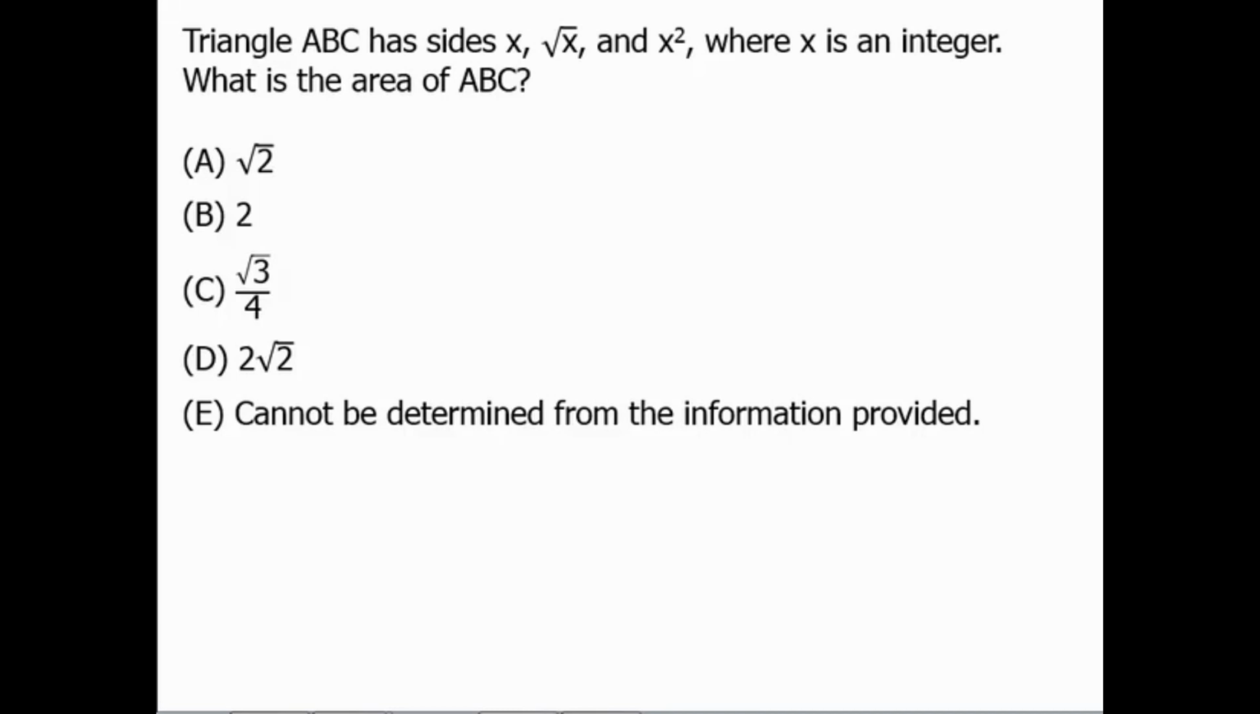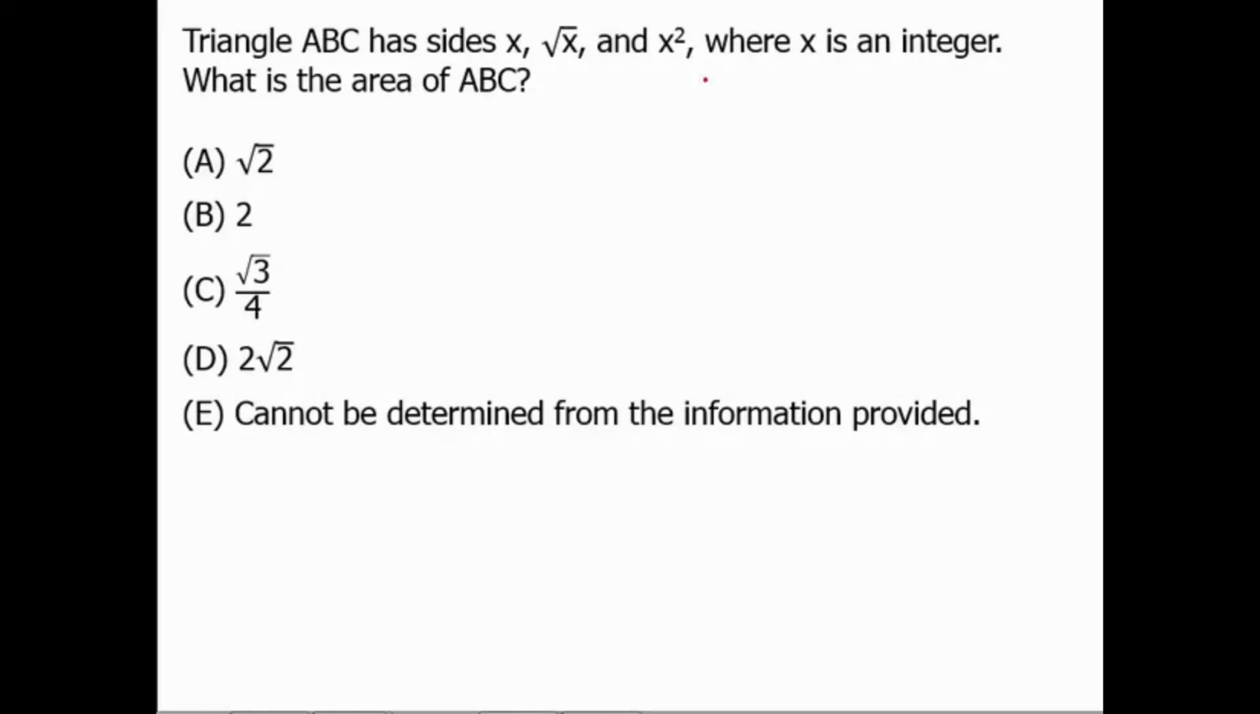Triangle ABC has sides x, root x, and x squared, where x is an integer. What is the area of ABC? Very interesting. So let's think about possibilities for x. First of all, a side can't be negative and it can't be 0. So x has to be a positive integer.